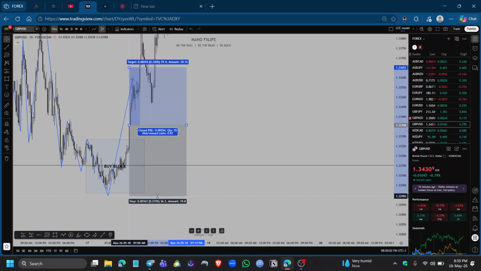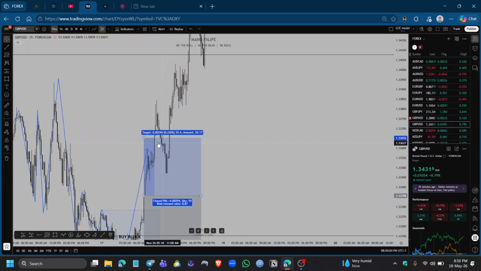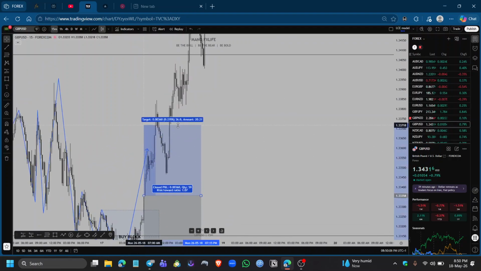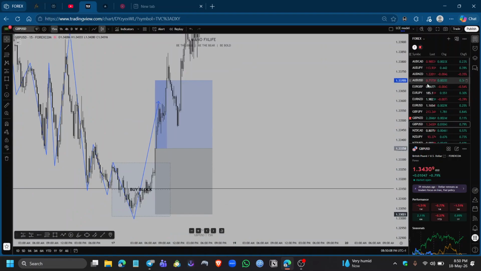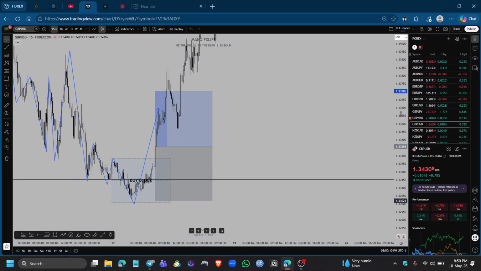You protect the entire low and you target a one to one. A one to one means you are putting $100 in a trade. You are expecting to win only $100. Okay, that was a one to one.